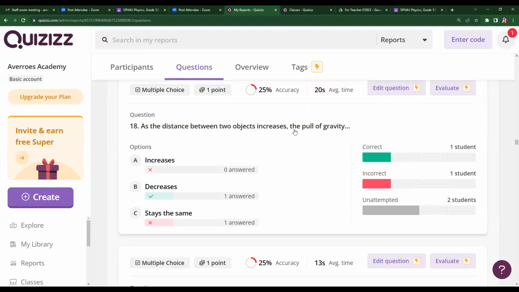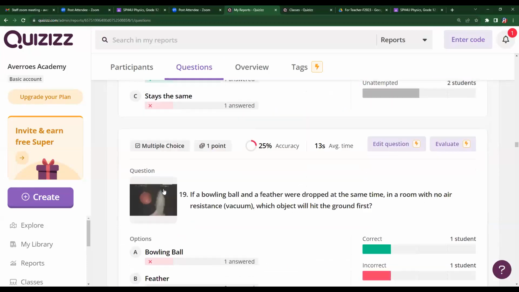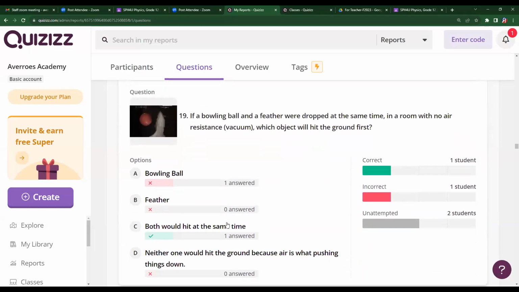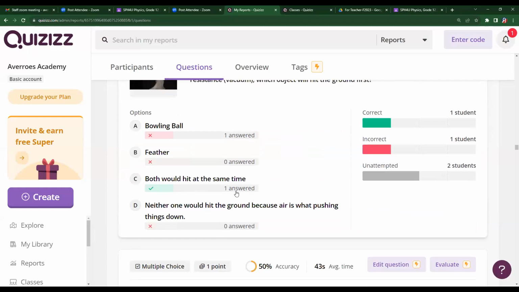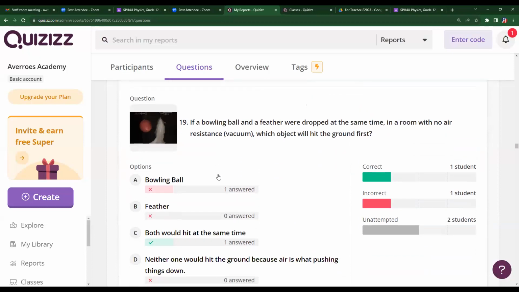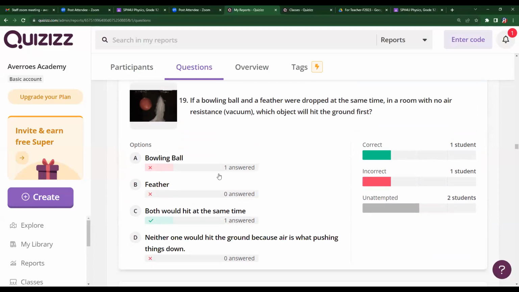As the distance between two objects increases, the pull of gravity decreases, right? Because force is inversely proportional to distance squared. Next one. You drop different objects at the same time. So what will hit the ground first? Both at the same time. It's like the famous experiment with dropping objects from Pisa. Galileo was dropping them. So mass doesn't affect it.